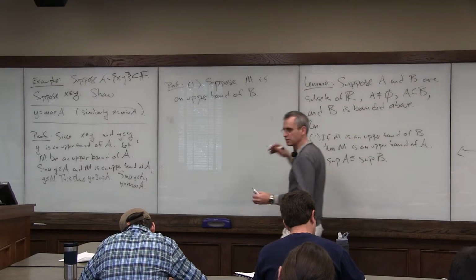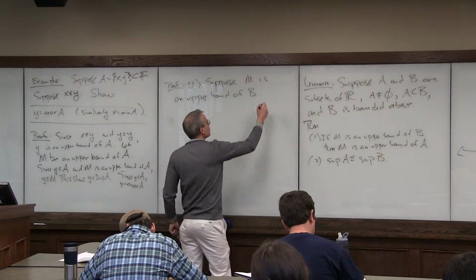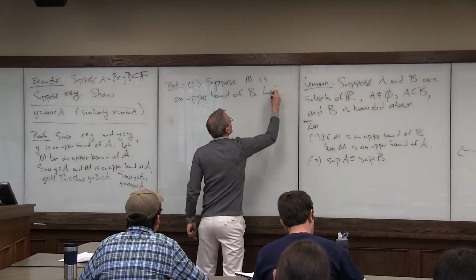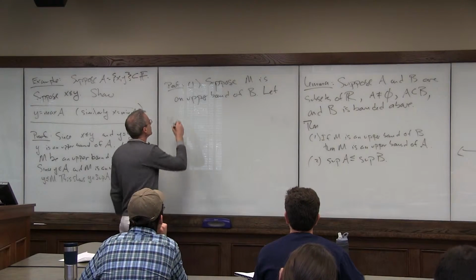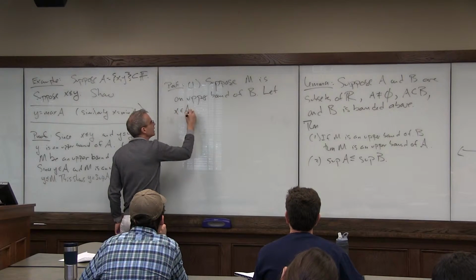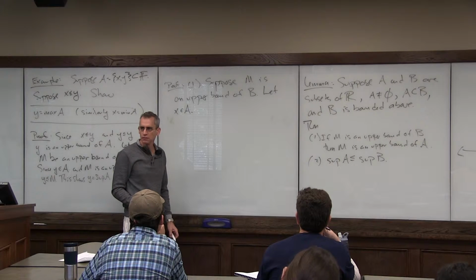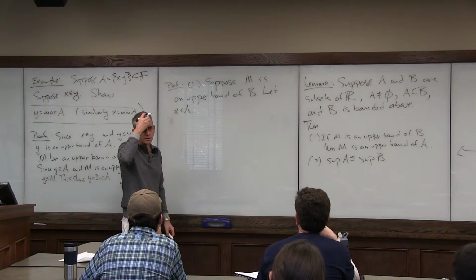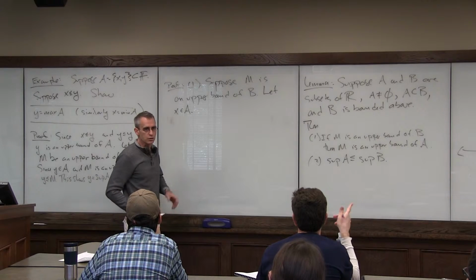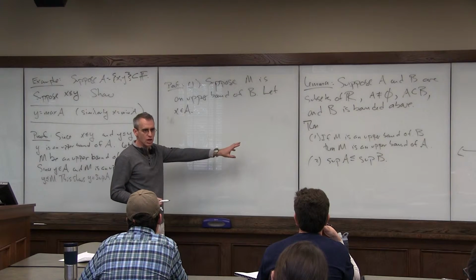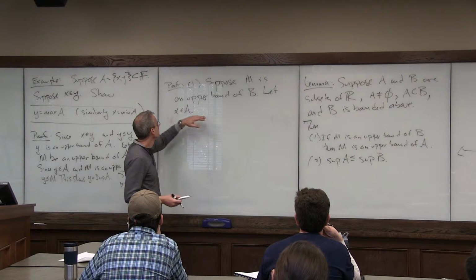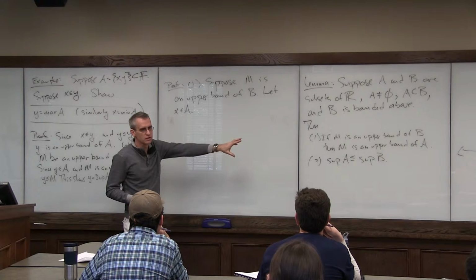Yeah, this is what I mentioned earlier, right? Your standard opening line to show that M is an upper bound of A is to let X be an element of A. What do I need to show about X? Well, you're doing the proof, but what's the last line that I want to show about this? X is less than or equal to M.